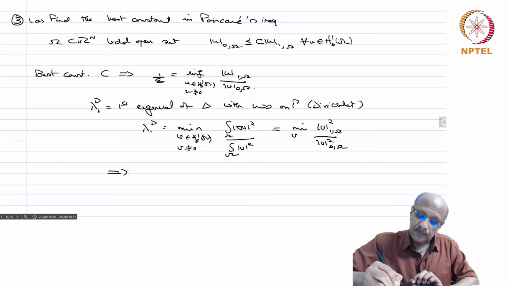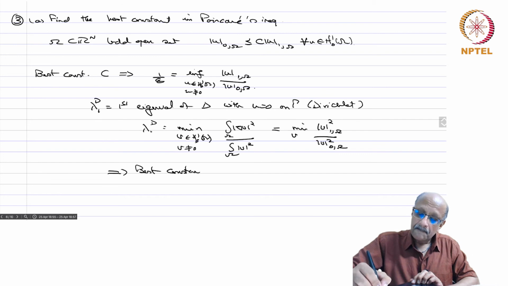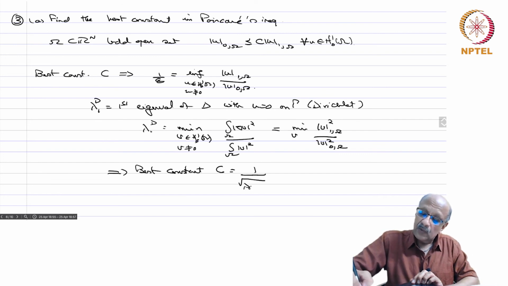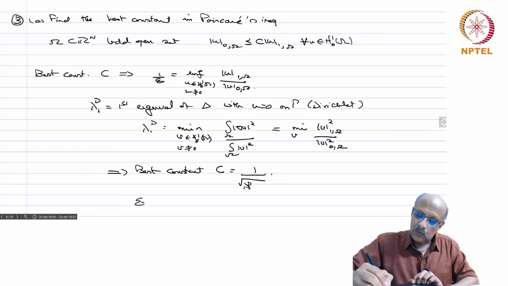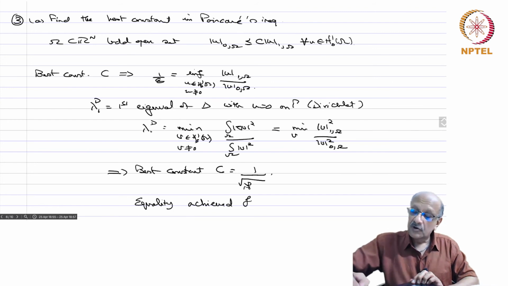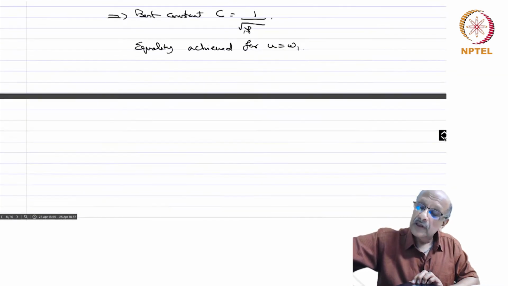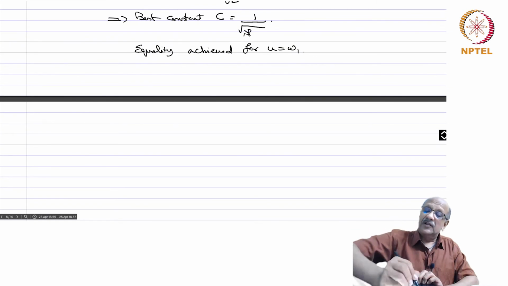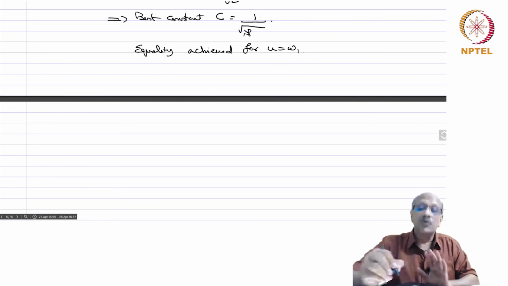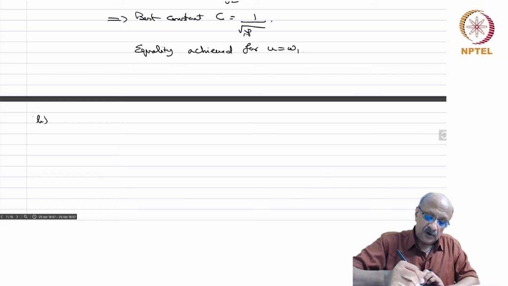and therefore this implies best constant C equals 1 by root of lambda_1^D. Equality achieved for u equals w_1. So, in any domain, the first eigenvalue of the Dirichlet Laplacian gives you the best constant for the thing.